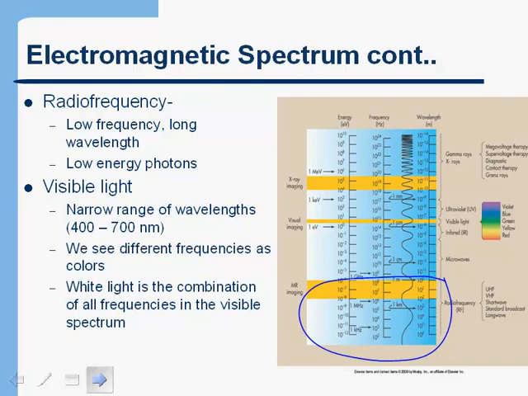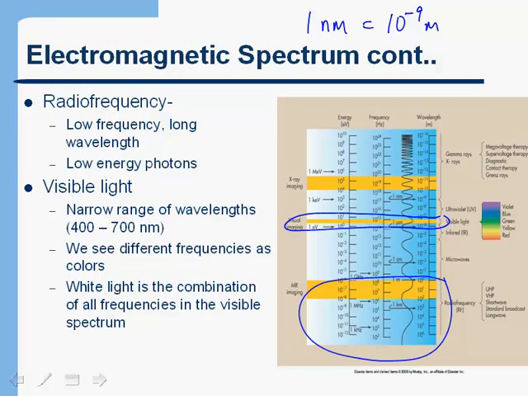If we move up into visible light, this very narrow part of the spectrum, visible light has frequencies and wavelengths that are in the middle part of the spectrum. It's a very narrow range of wavelengths that our eyes can see, only from about 400 to 700 nanometers. Remember that a nanometer is 10 to the minus 9th meters. And we see the different frequencies as different colors.